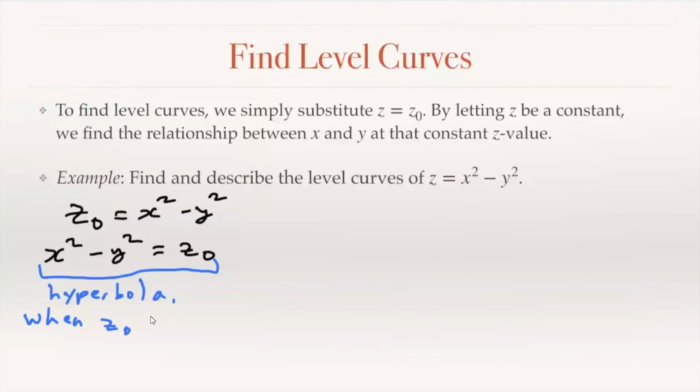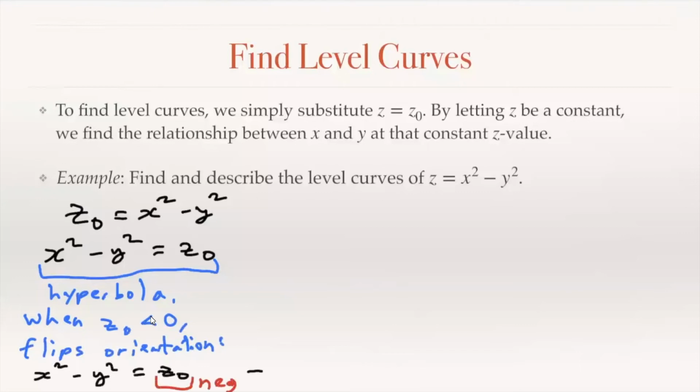And note that when z naught is less than 0, then it flips orientation. It flips orientation in the following sense. Then we have x squared minus y squared is z naught, where z naught is now negative. And that implies that y squared minus x squared is negative z naught, where now negative z naught is positive. And recall that these two forms indicate orientation expanding along either the x-axis or the y-axis.